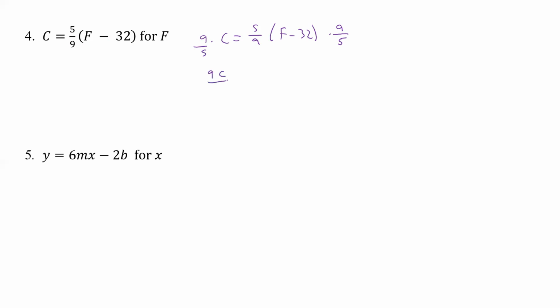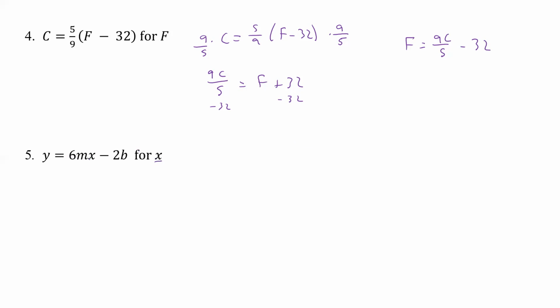So we have 9C over 5 equals F minus 32. Now we add 32. And so that gives us F equals 9C over 5 plus 32. And so that would be our actual solution. Now, you can always test it and plug in numbers and see if it works both directions, but that's going to be your solution.